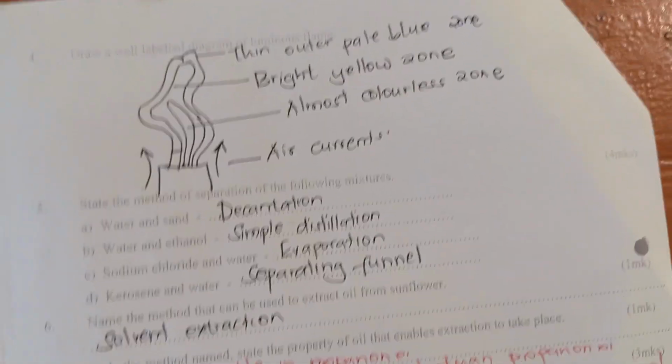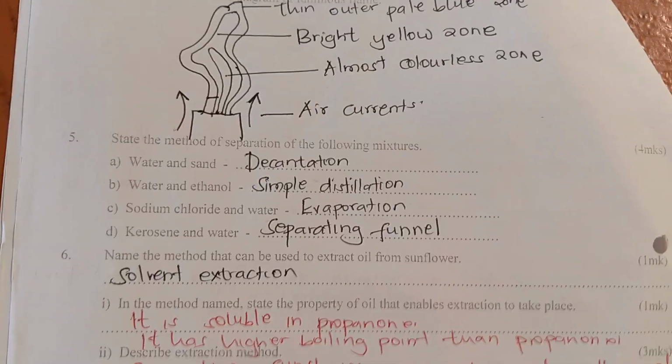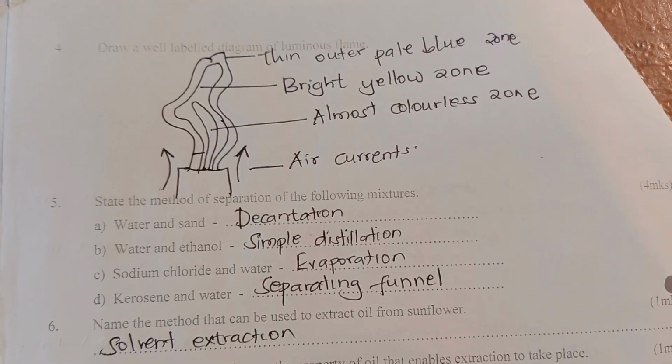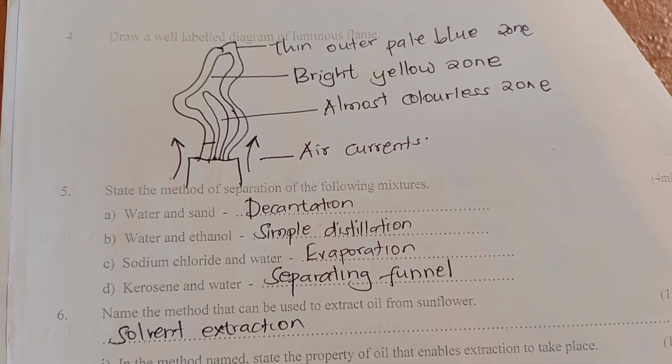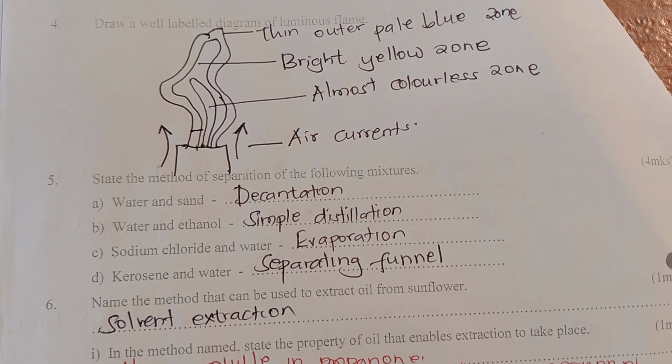Then draw a well-labeled diagram of a luminous flame. So it is drawn like that. So it has 4 zones: the thin outer pale blue zone, the bright yellow zone, the almost colorless zone, and then you have the air current.